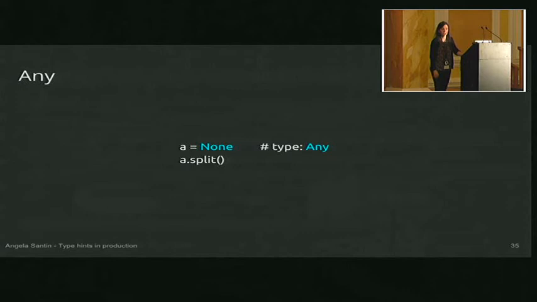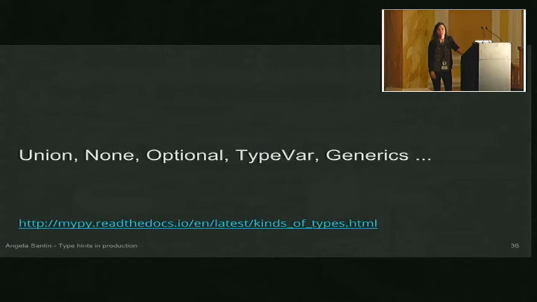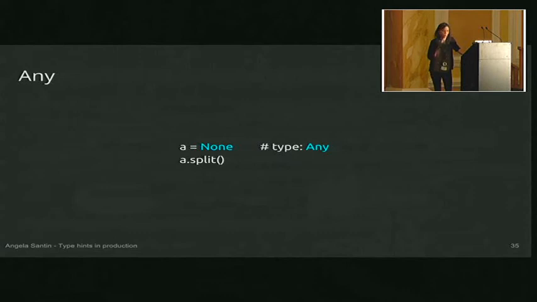Finally, Any. Any is what allows gradual typing to happen, which we'll talk about later. But in essence, Any is the subtype and the supertype of everything. So it allows you to do dynamic programming whilst using type annotations. In case that was not very clear, let's look at the example.